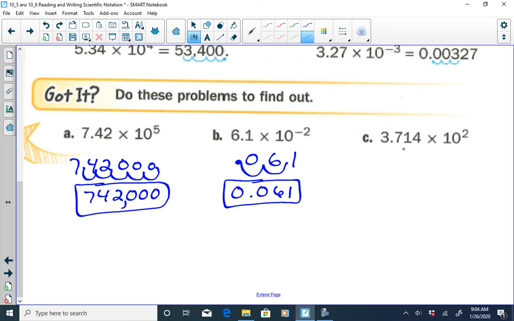Here we have 3.714 times 10 to the 2nd power. The power of 10 is positive, so we're going to be moving that decimal point 2 places to the right. 1, 2, and we get 371 and 4/10.